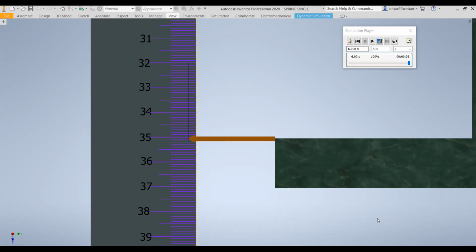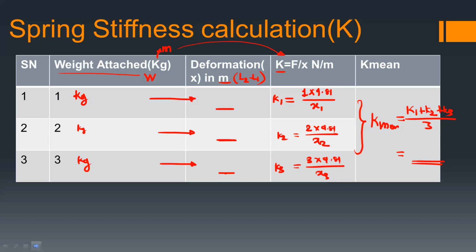So in the observation table, you can see here, this is 3 kg. And this deformation is 35.5 millimeter. Afterwards, you can convert this in terms of meter. Just multiply by 10 raised to minus 3. So it is point... Sorry, this is not 35.5. This is 30.5. So it is 0.0305 meter.